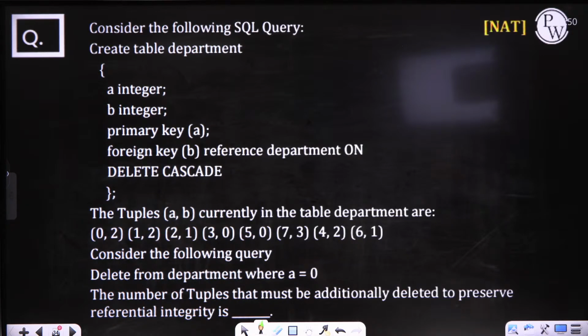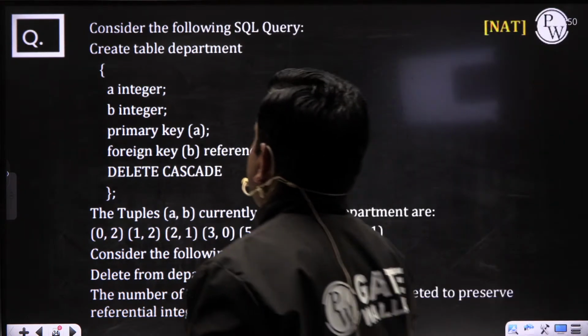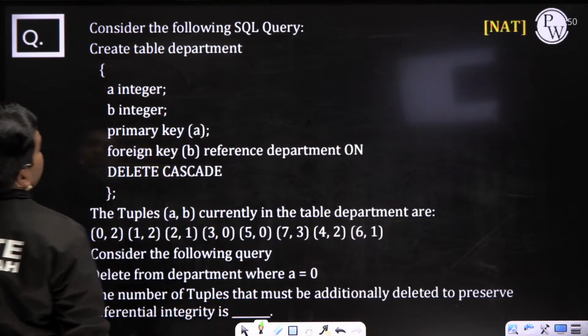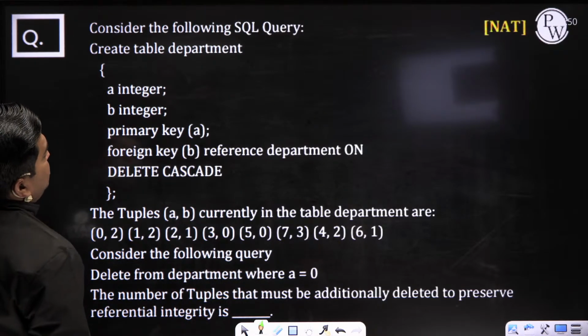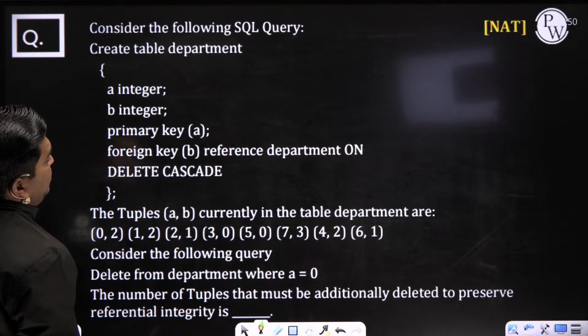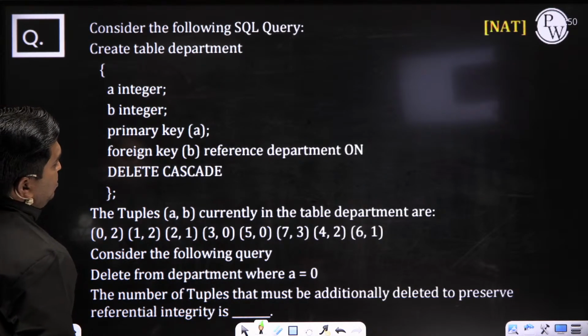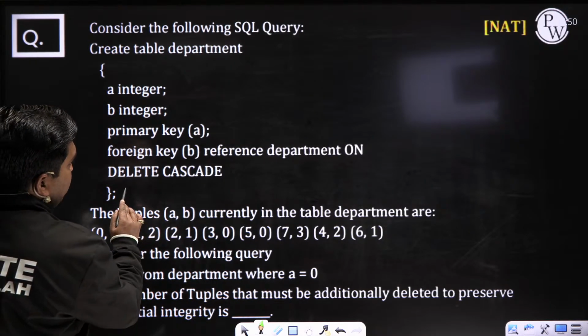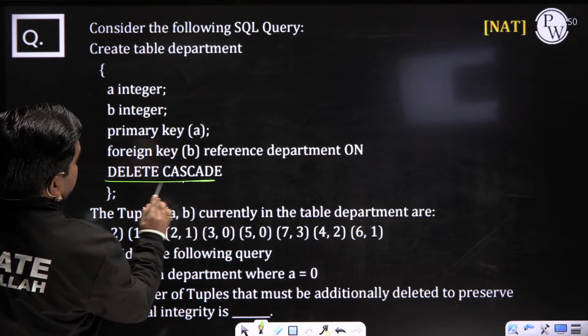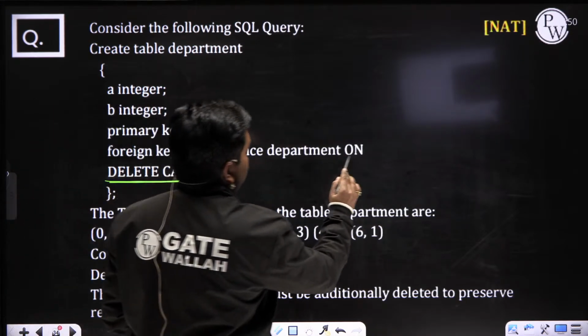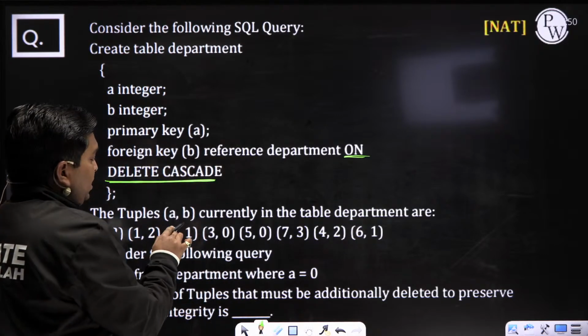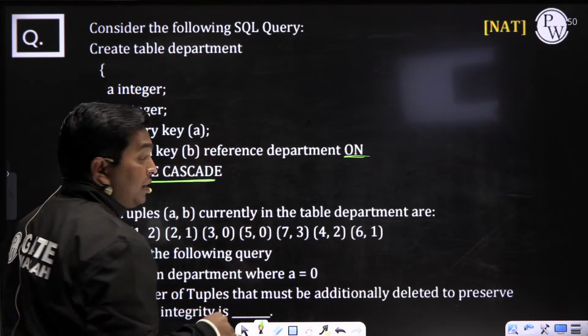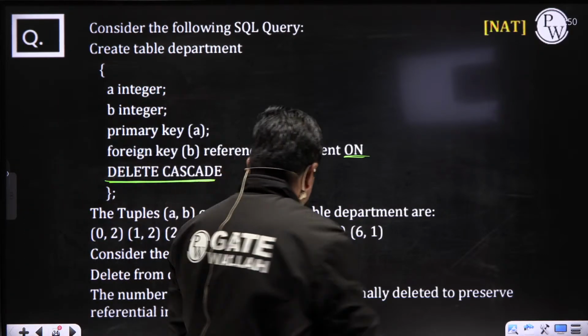Now solve this one. Consider it's a foreign key concept. Create table department with A integer, B integer, primary key A, foreign key B references A on delete cascade. The A and B tuples are currently in the table.